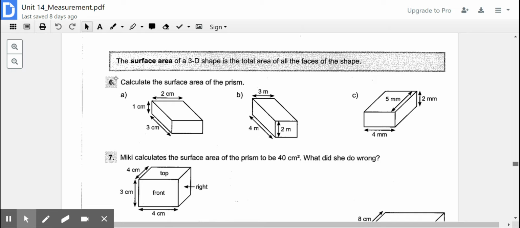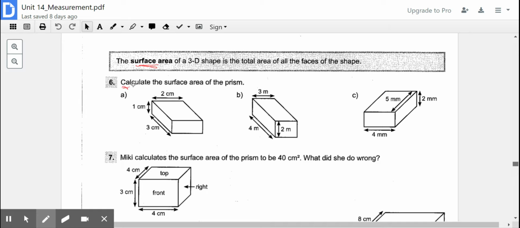Number 6, the surface area. Well, let's read the gray box here. The surface area of a 3D shape is the total area of all the faces of the shape. Okay, so whenever they're talking about surface area, what they mean is if you were to flatten this out, like it was a box and you were to take it apart, you would measure each face and you would be able to find out what the surface area is. So let's take a look then at this one here.